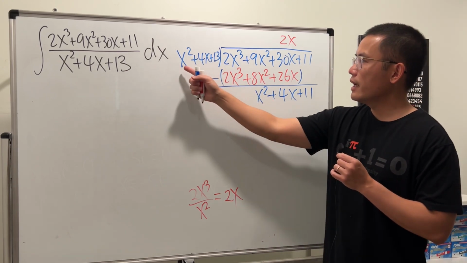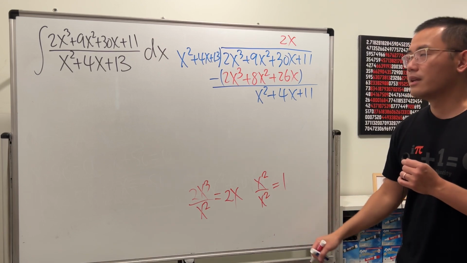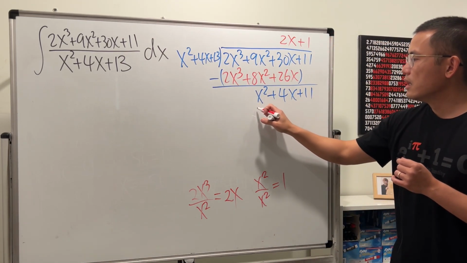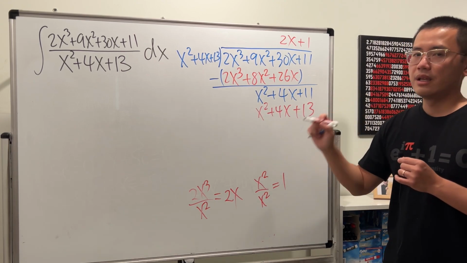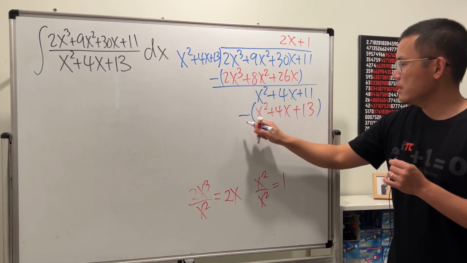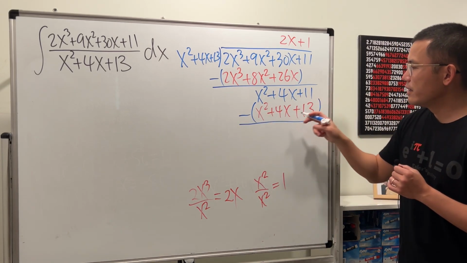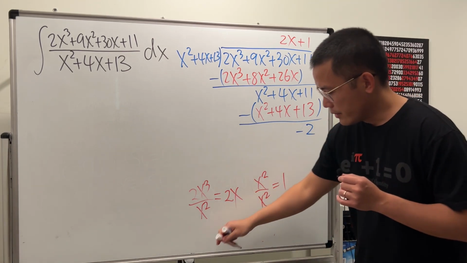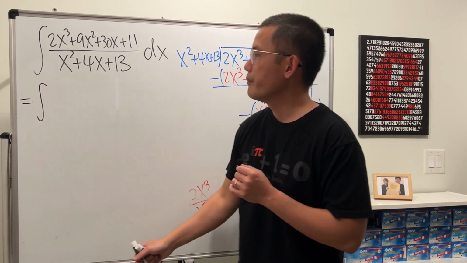Now, x squared, of course, we just need 1, but you can always do this. So we need plus 1, and then put plus 1 times all that is x squared plus 4x plus 13. Subtract everything. This is gone. This also happens to be gone. And 11 minus 13 is negative 2. That's it.